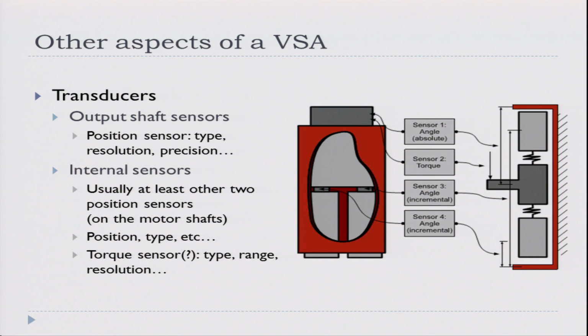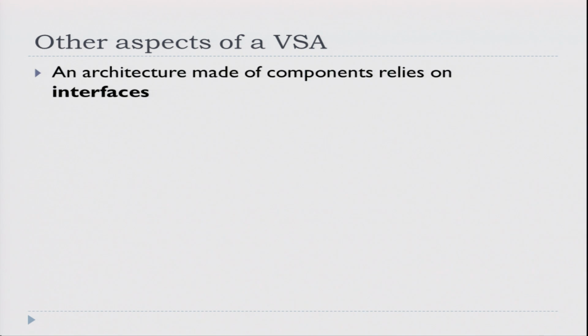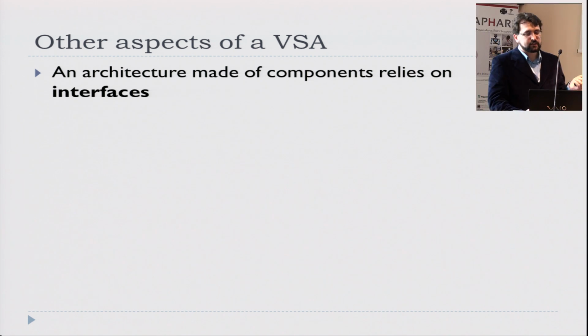So a nice characterization of a variable stiffness device should also provide you the map of the sensors, where they are and what they measure, whether they are absolute or relative, and what their resolution is, for example.